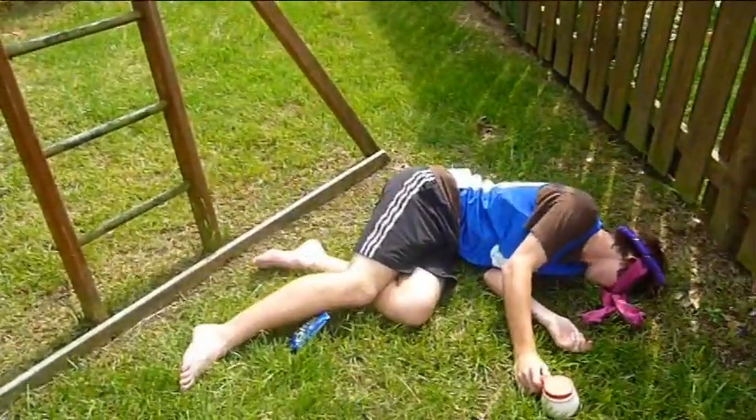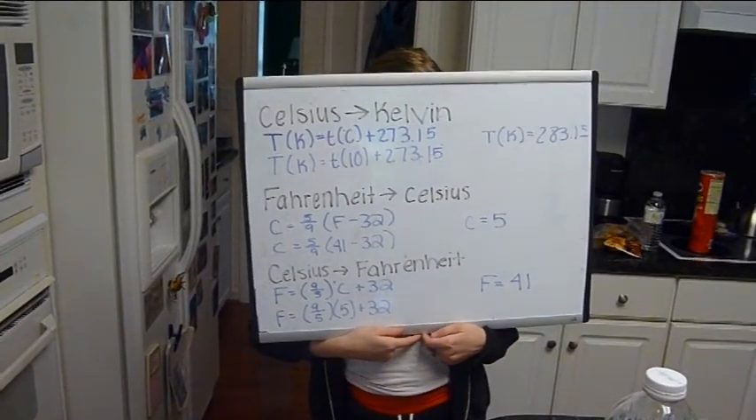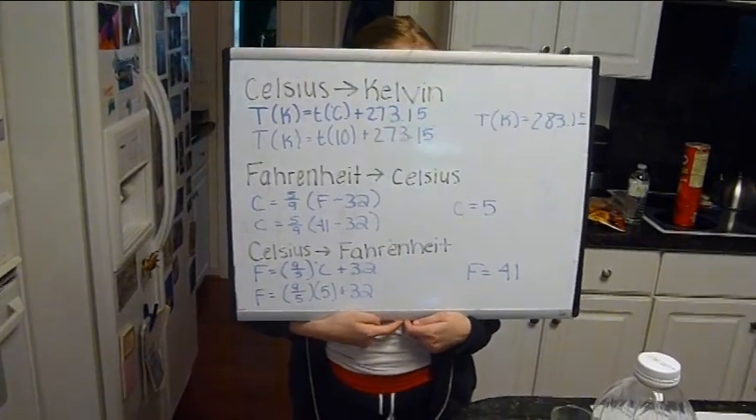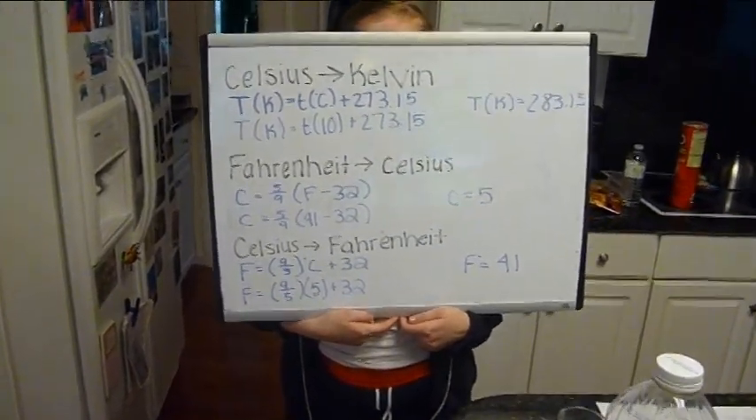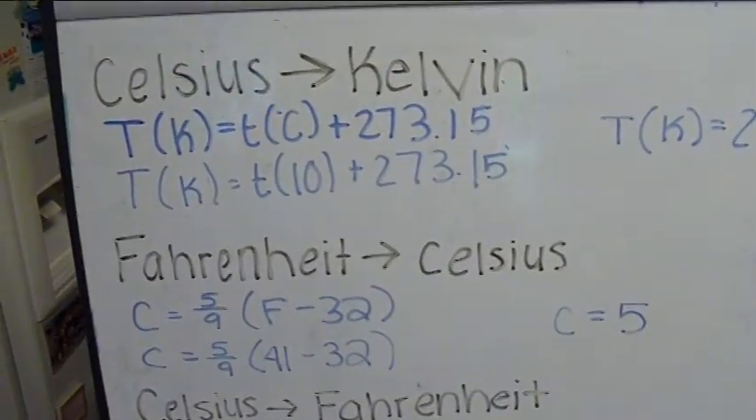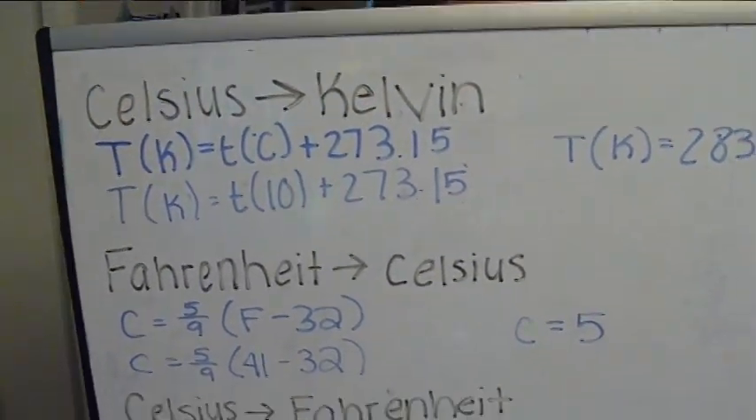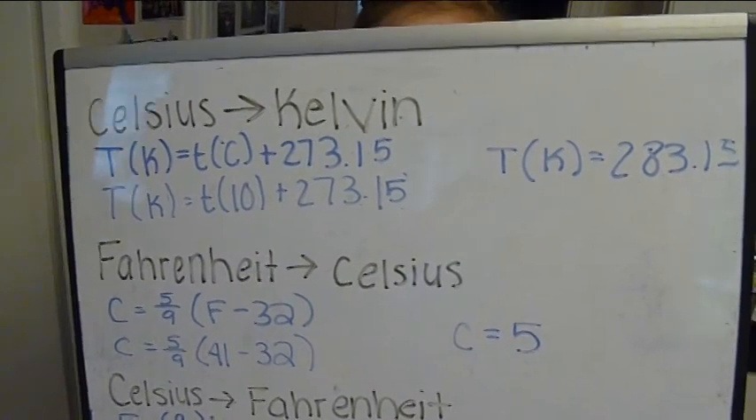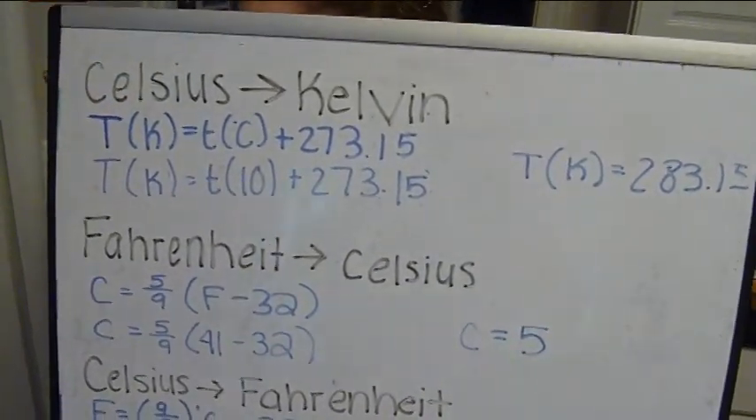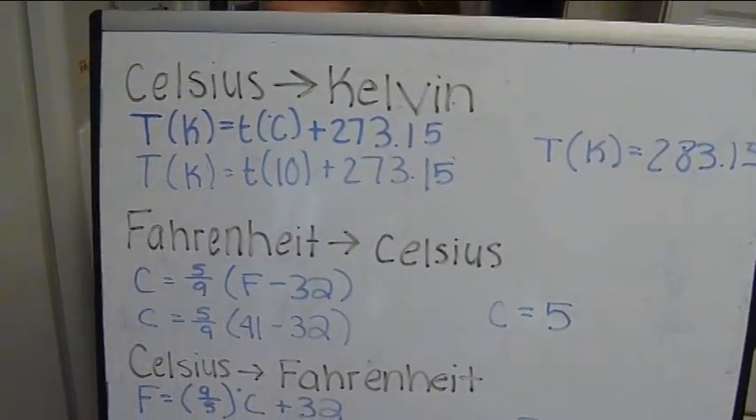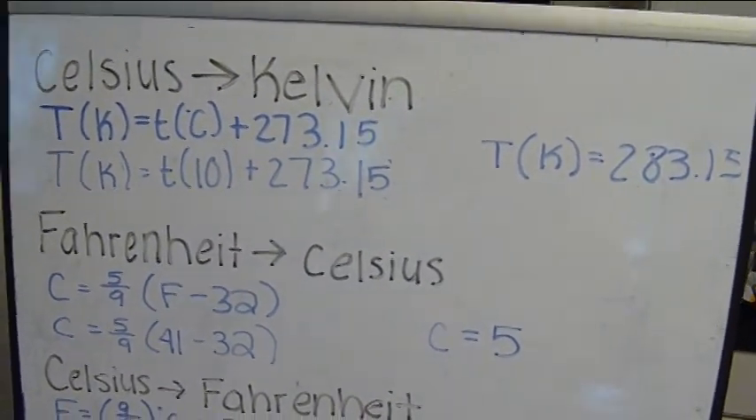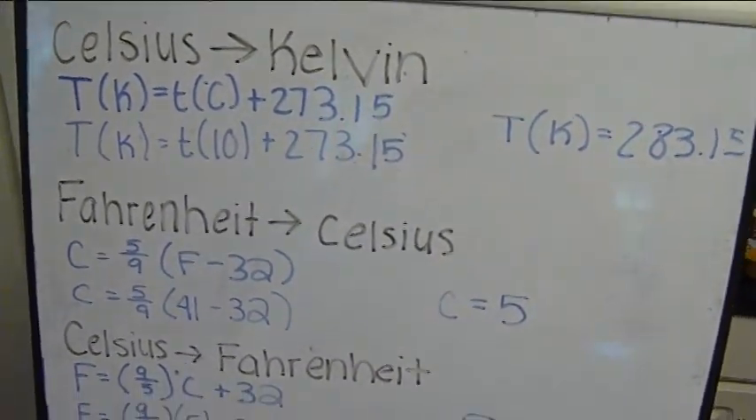These are the formulas for calculating temperature. The first one is Celsius to Kelvin. As you can see, the formula is the temperature of Kelvin equals temperature of Celsius plus 273.15. When you plug in 10 for degrees Celsius, you get 283.15 degrees Kelvin.